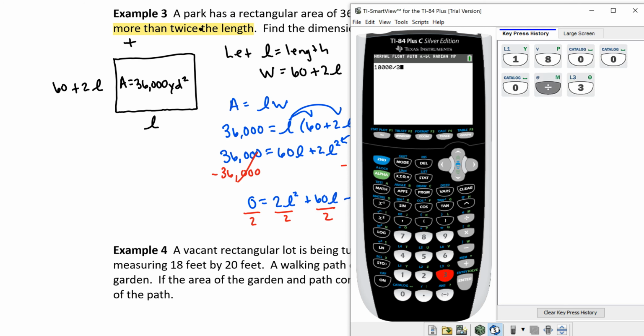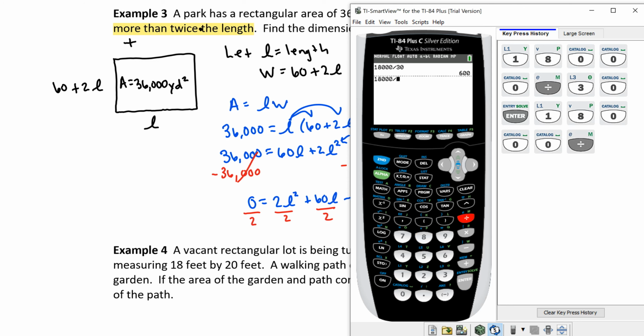18,000, and we could just try out several different factors. Notice 18,000 divided by 30 is 600, so we know 30 times 600 is 18,000. But I'm looking for two factors that have a difference of 30. So I'm going to test it out.